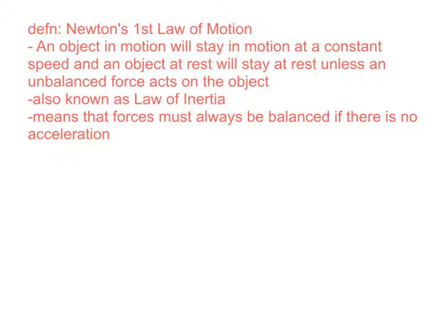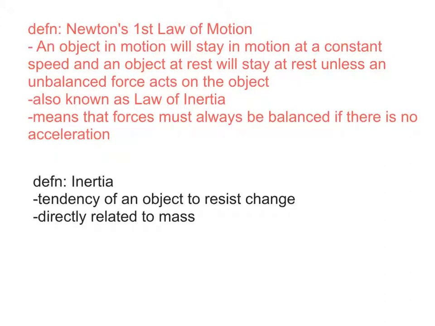So what is inertia? Inertia is the tendency of an object to resist change. So objects want to keep on doing what they're already doing. If they're moving, they want to keep on moving. If they're at rest, they want to stay at rest. The more mass an object has, the more inertia it has. So inertia is directly related to mass.